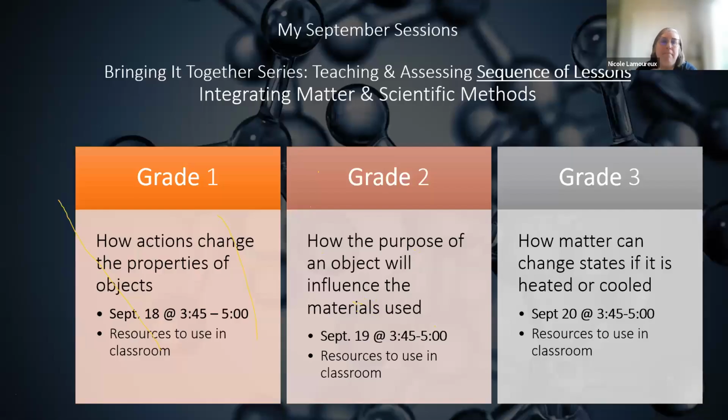Okay, so whoops, actually, just go back here. So grade 1 is looking at how actions change the properties of an object. That will be the integration of matter and the scientific methods. Grade 2 is how the purpose of the object will influence the materials used. And then grade 3 is how matter can change states if heated or cooled. And grade 3, you have quite a few of those matter. Grade 1 is one cusp, grade 2 is a few, and then grade 3 is quite a few of those.